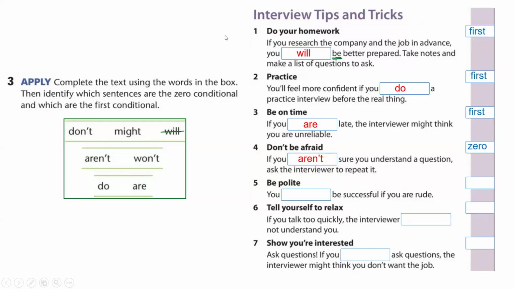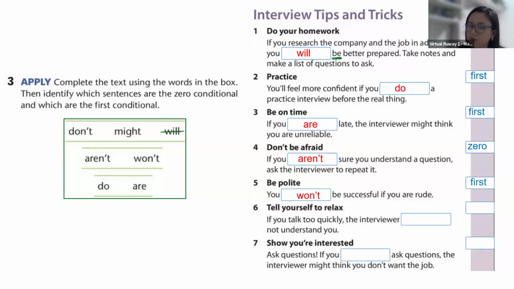You won't be useful if you are good. Sorry, this is first conditional. All right, correct. Very good. Johan, number six.